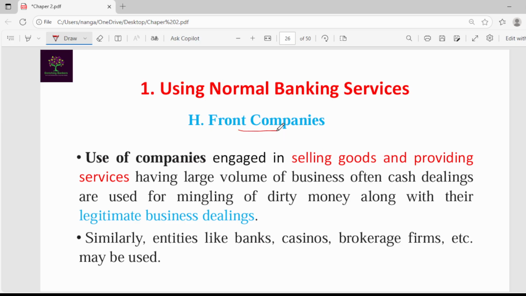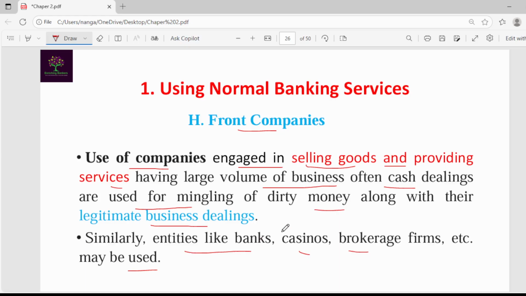Next method is front companies. Money launderers and terrorists use companies engaged in selling goods and providing services, having large volume of business, often cash dealings, for mingling of dirty money along with their legitimate business dealings. Similarly, entities like banks or casinos, brokerage firms may be used for conversion of illegal funds to legal funds.